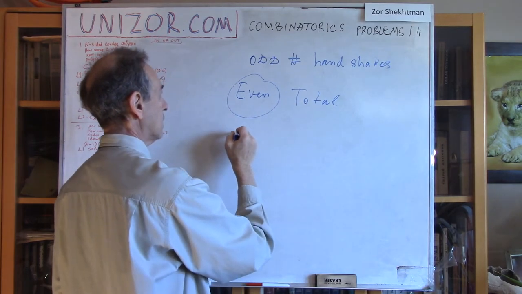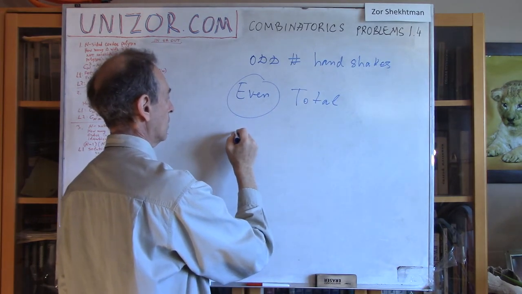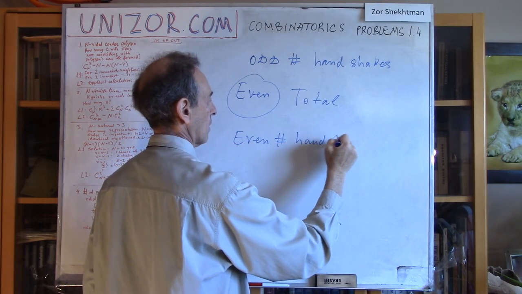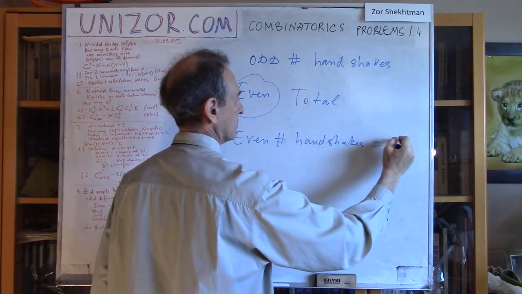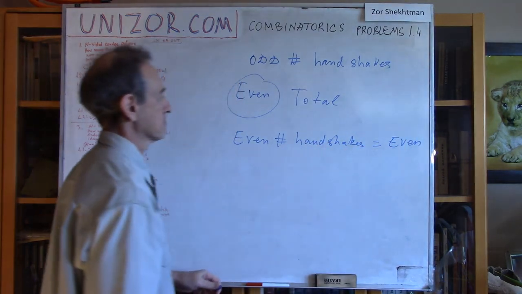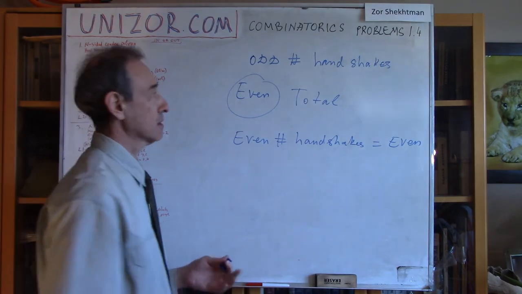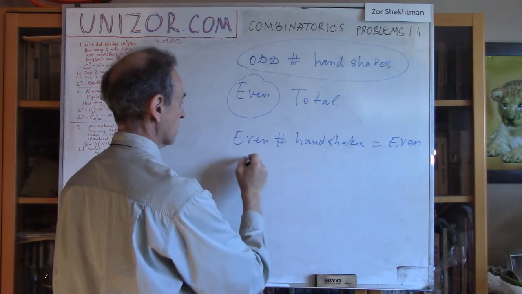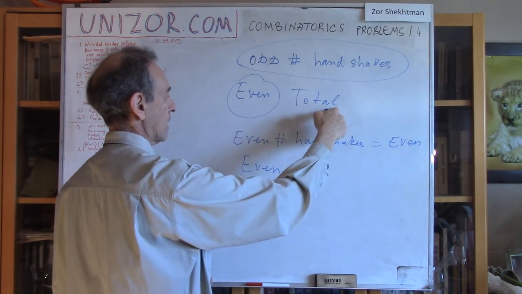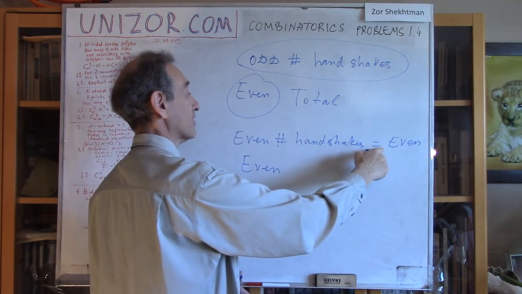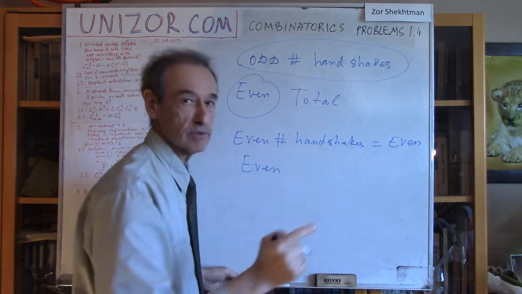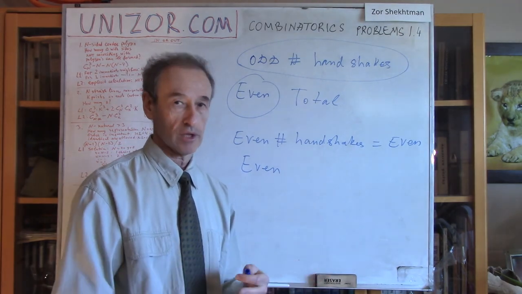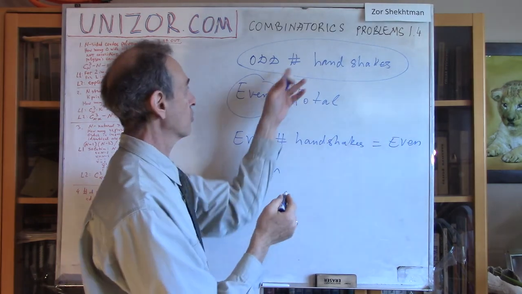Now, the number of people who are making an even number of handshakes, even. Now, what does it actually mean? That the total number of handshakes which these people made is also even, right? Because from the total number of handshakes, I have to subtract the total number of handshakes made by people who made only an even number of handshakes, and that would result in the number of handshakes made by people who made an odd one.